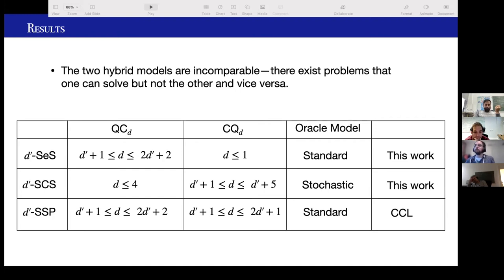These problems were introduced by Chia, Chung, and Lai, who disproved Jozsa's conjecture, or proved Aaronson's conjecture. It says that this d-prime SSP problem, QCD cannot solve, but QC2d-prime plus 2 can solve. Similarly, CQD also cannot solve it, but CQ2d-prime plus 1 can solve. So this problem is in BQP, but it's not in QCD or CQD. So that's the result.